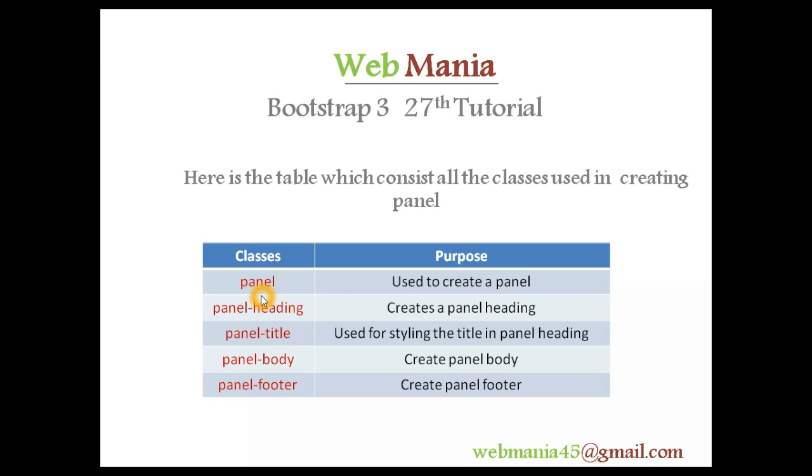The first class is panel itself. This class is used to create a panel. The second one is panel heading. Panel heading creates the panel heading. Panel title is used for styling the title in panel heading. The third one is panel body. This class is used to create the panel body. And the last one is panel footer, which is used for creating the panel footers. So we apply all these classes to create a panel.